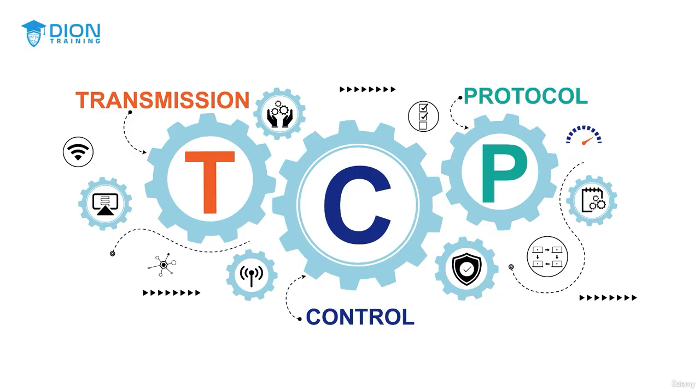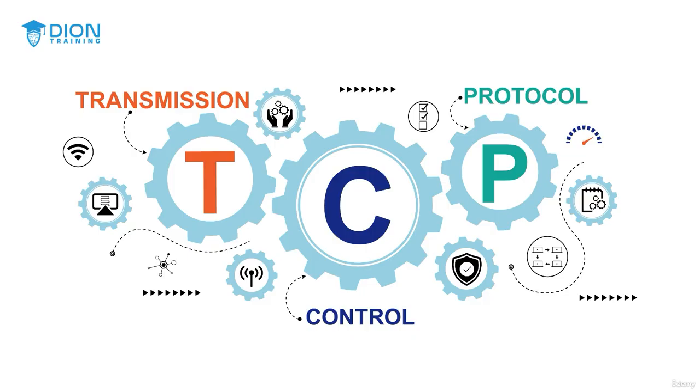TCP ensures that all of the web pages arrive correctly and in the right order for processing by your web browser. If any data is lost in the transmission, the TCP method will automatically retransmit the data to ensure that the web page that you see in the browser is exactly as it should be, with no missing or out of order data.